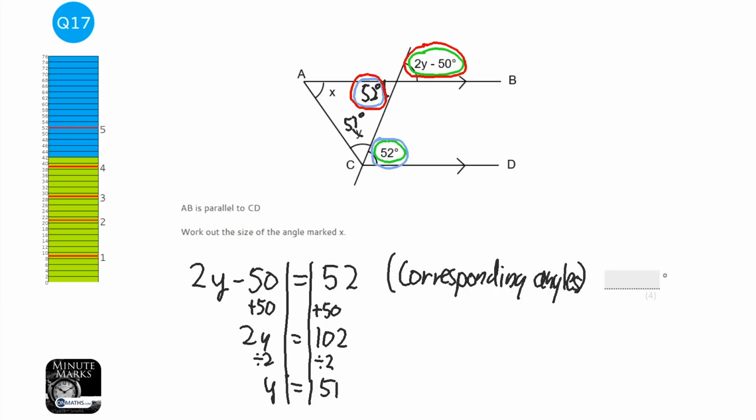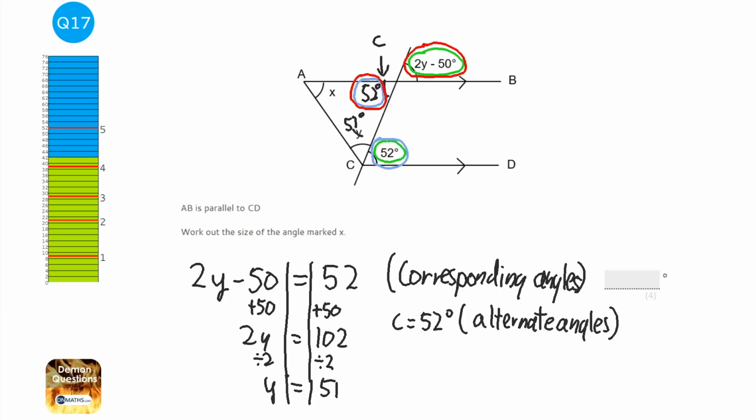So I know that this one here, and I could call it a letter on the diagram, so I could say C. I don't think there's another C, so C equals 52, and show the examiner that's because, well, let's go for alternate angles with the original value.